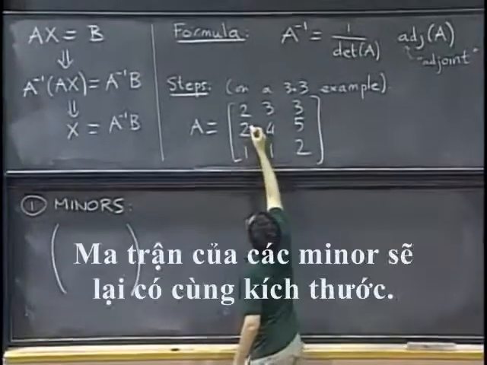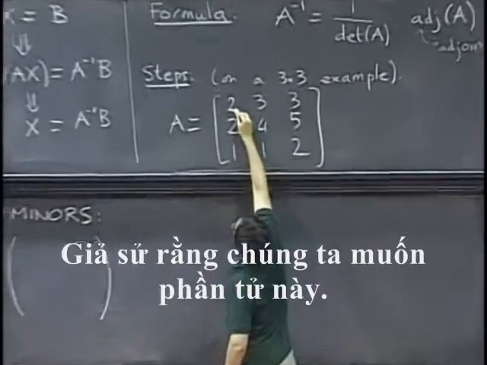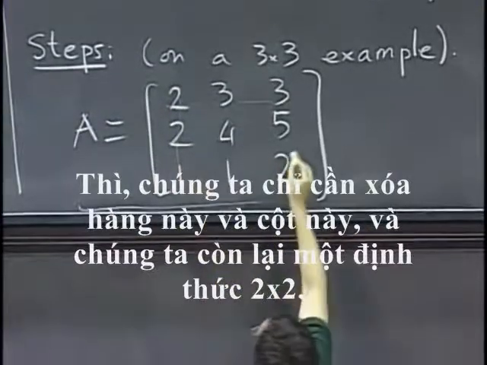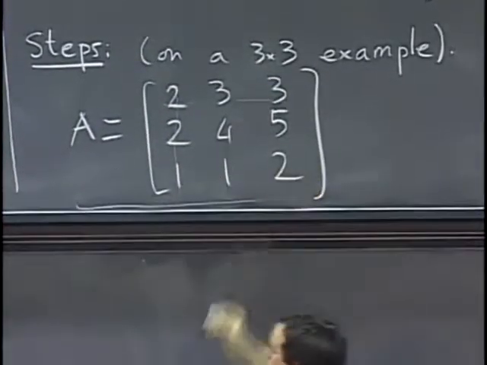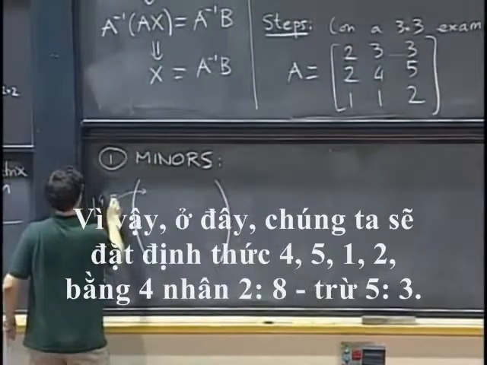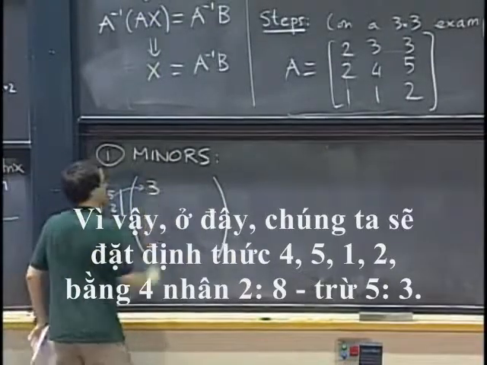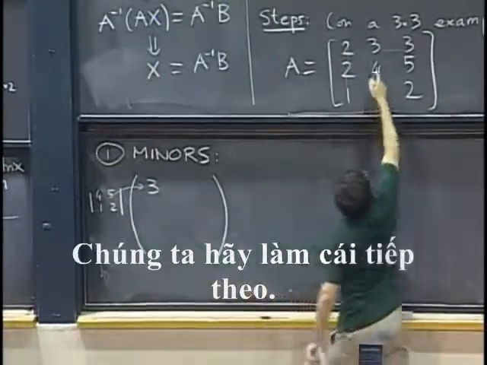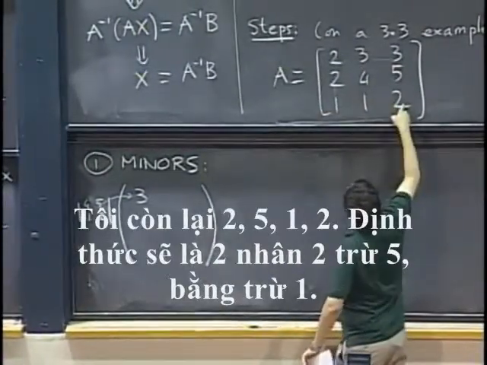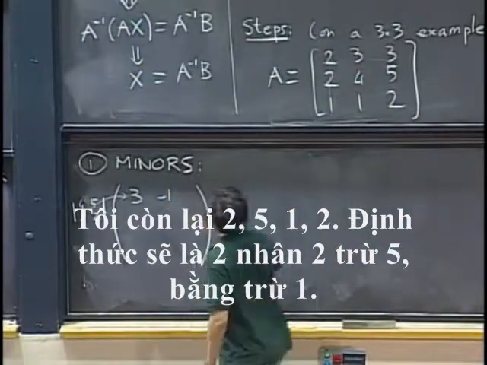The matrix of minors will have the same size. Let's say we want this entry. Then we just delete this row and this column, and we're left with a 2 by 2 determinant. Here we'll put the determinant 4, 5, 1, 2, which is 4 times 2, 8, minus 5, 3. Let's do the next one. For this entry, I delete this row and this column. I'm left with 2, 5, 1, 2. The determinant is 2 times 2 minus 5, which is negative 1.